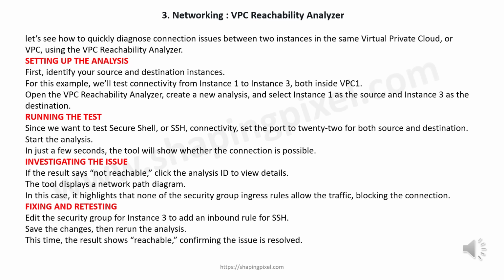The tool displays a network path diagram. In this case, it highlights that none of the security group ingress rules allow the traffic, blocking the connection. Edit the security group for instance 3 to add an inbound rule for SSH. Save the changes, then rerun the analysis. This time, the result shows reachable, confirming the issue is resolved. That's how you troubleshoot EC2 connectivity with VPC Reachability Analyzer.